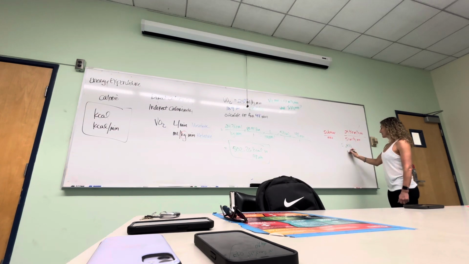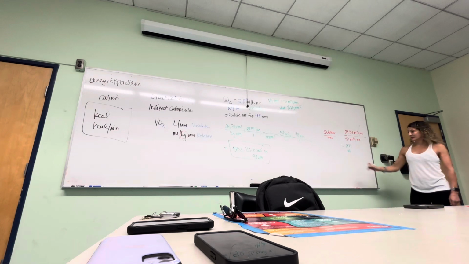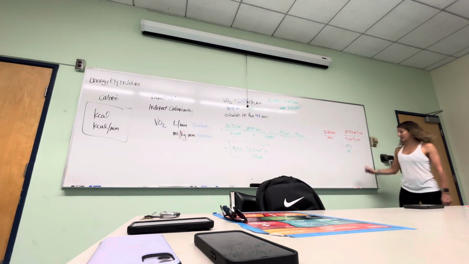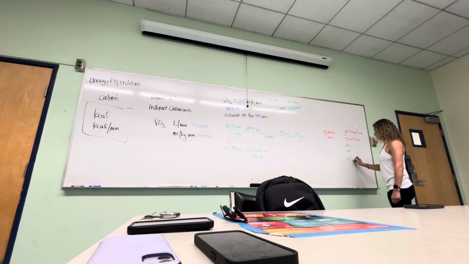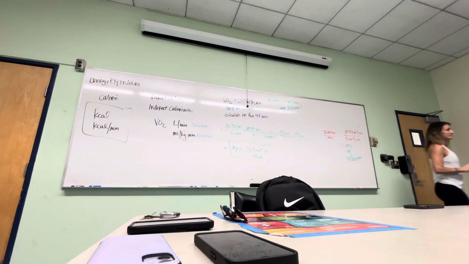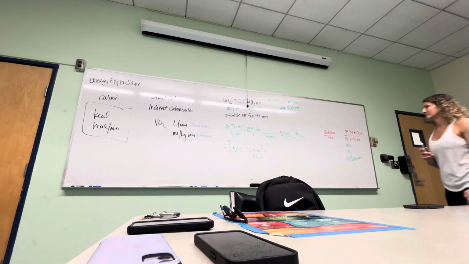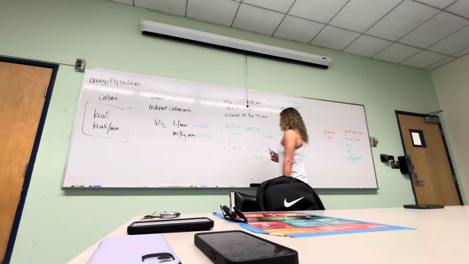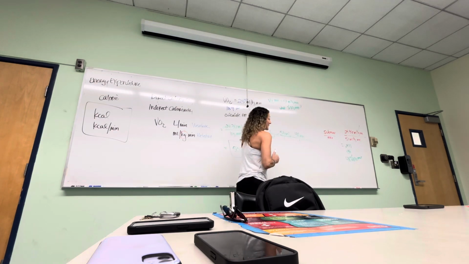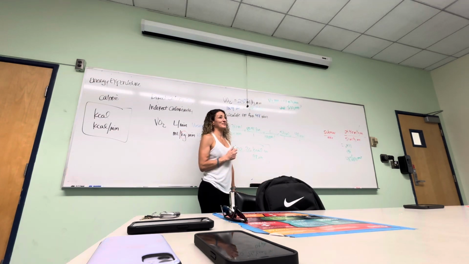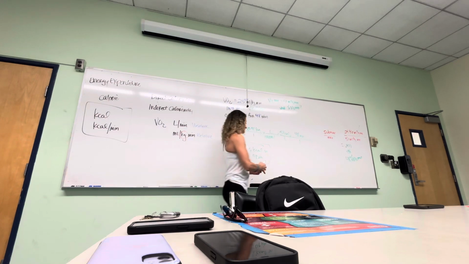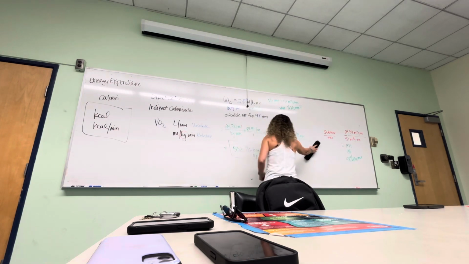24.36 divided by 51 is 0.477, which I'm going to make 0.478. How do we make that a percent? Multiply it by 100. This is 48% of their VO2 max. Questions on the math or the concept? You guys need to be able to work with percentages. Okay, let's do it the other way.